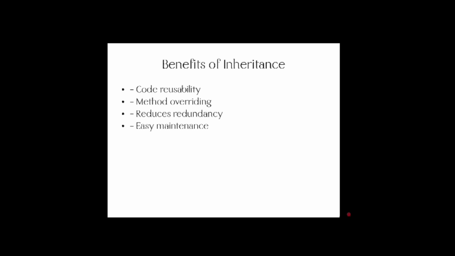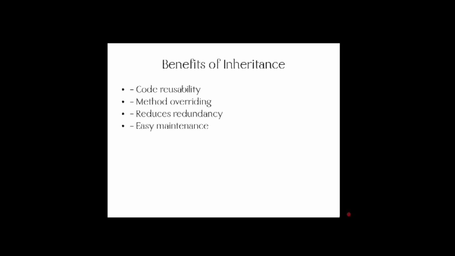The second one is reduces redundancy. By centralizing shared code in a superclass, inheritance minimizes redundant code across multiple related classes. This makes the code base smaller, easier to manage, and less prone to errors. And then the next one is method overriding. It provides method overriding also. And while comparing to the remaining topics, it is easy to maintain.